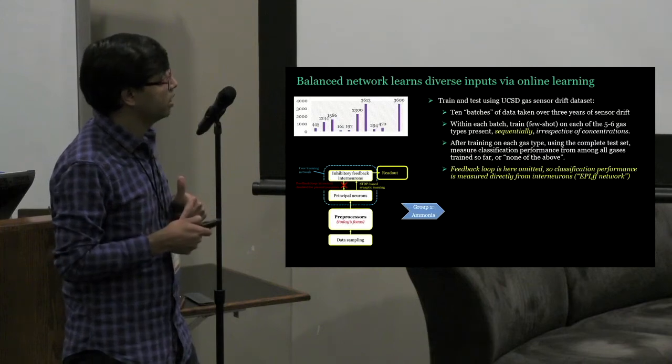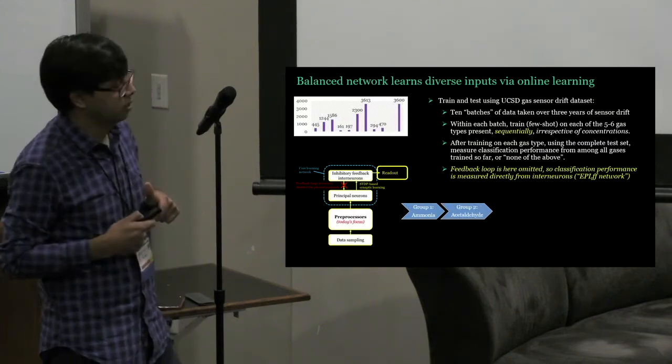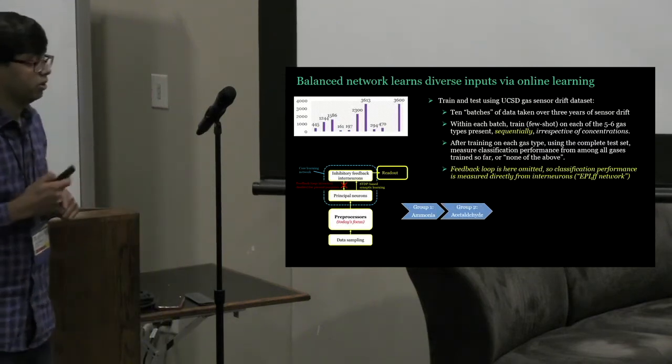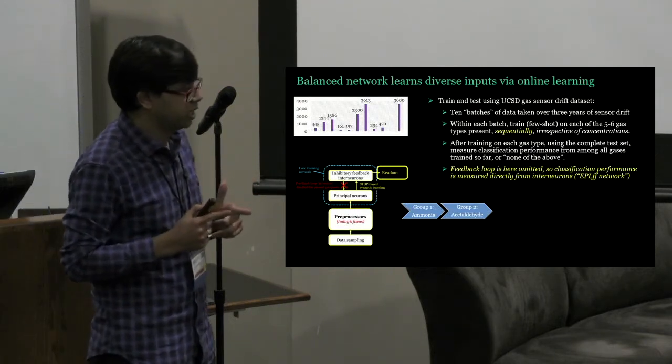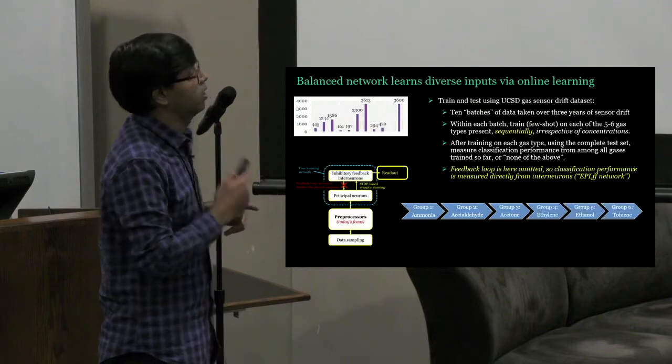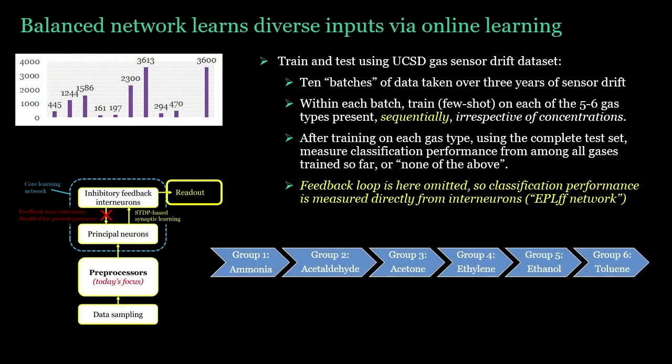Then I'm going to train the network with acetaldehyde. And you're supposed to remember ammonia. You cannot forget ammonia. And your task is to predict ammonia, acetaldehyde, or say none of the above from all these 6 types. And then you can do it many times, depending upon how many you have. Now, you can always shuffle this order. This is not the only order. So you can do both incremental learning and incremental class learning.